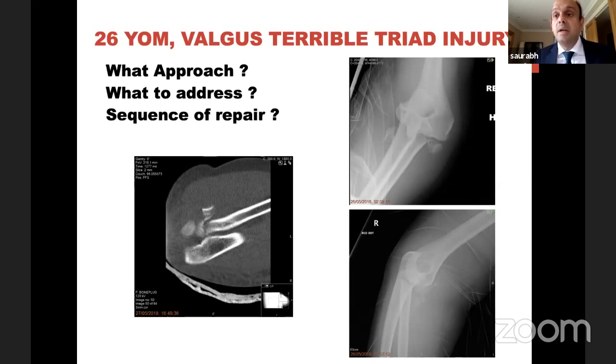In the exam, you can say you'll do two approaches, a separate medial approach and a lateral Kocher approach. It's up to you what to address. So we said first to address is the coronoid or capsule, second is the radial head, third is the LCL, MCL almost never, and that's your sequence of repair.